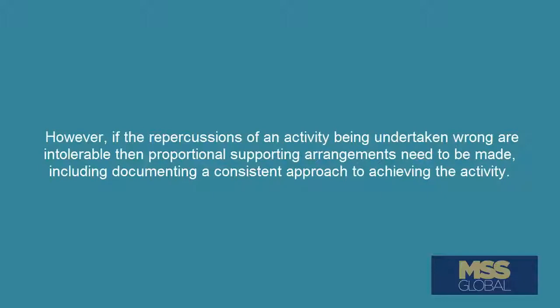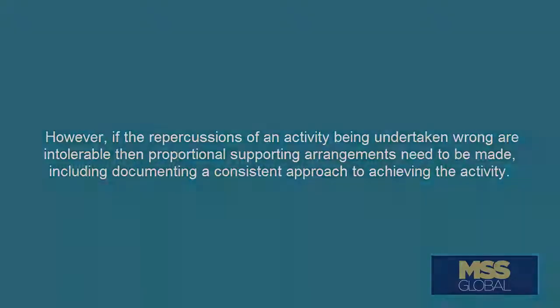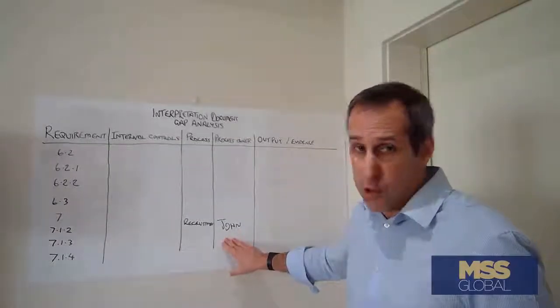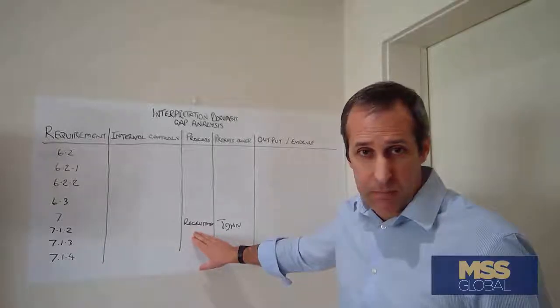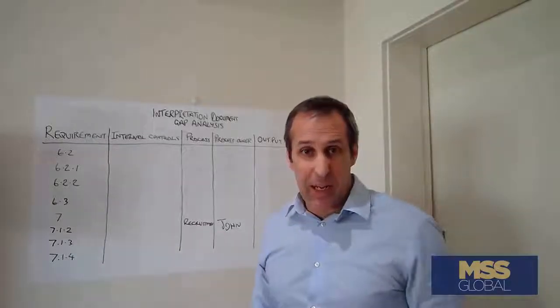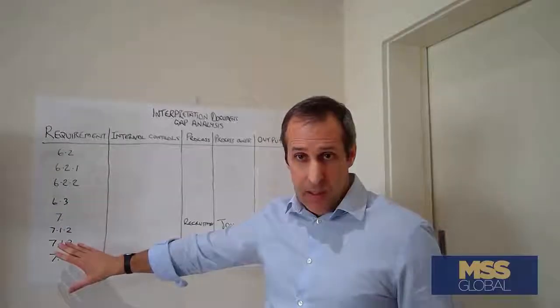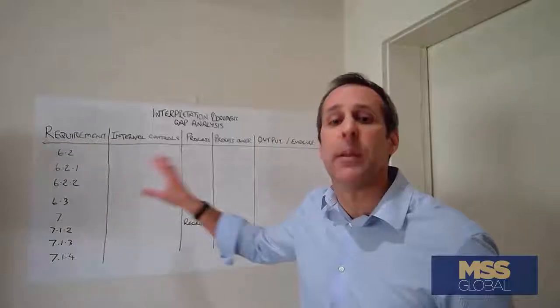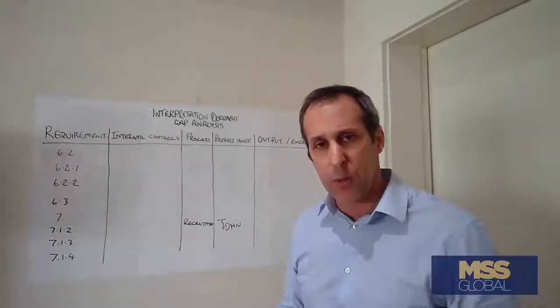However, if the repercussions of an activity being undertaken wrongly are intolerable, then proportional supporting arrangements need to be made, including documenting a consistent approach to achieving that activity. And again, the output is going to be known by John, the process owner of recruitment. So the first step to doing a gap analysis is to understand the requirements, understand who in your organisation is delivering on those requirements, who's dealing with those requirements, principally the most important person doing that.